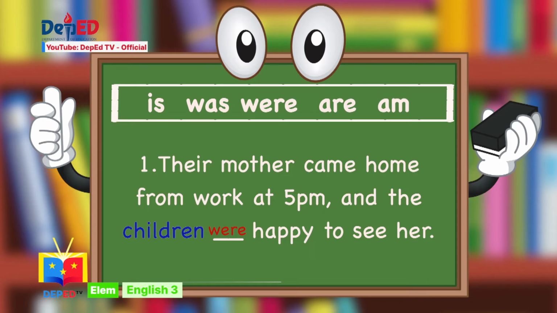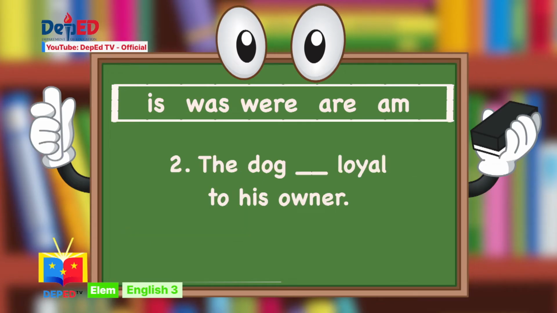Their mother came home from work at 5 p.m. and the children were happy to see her. Number 2. The dog blank loyal to his owner. Is the word dog singular or plural? Right, it's singular. What present tense be verb should we use for singular subject? Is correct. The dog is loyal to his owner.